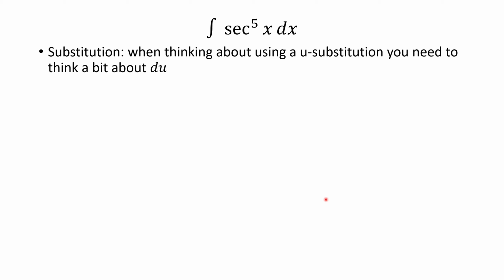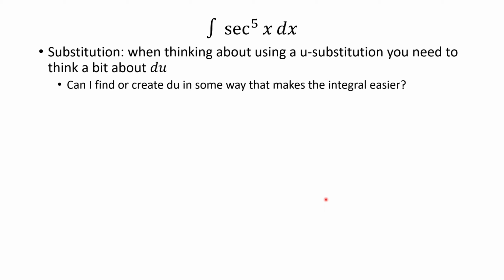So here we're going to do a classic U substitution. When you do U substitution, you need to think a bit about your du. This is important. You can ask yourself, can I find or create du in some way that makes the integral easier? Because that's the whole point of substitution: you want to make the integral easier. You don't want to just randomly substitute in. You want to find something that's going to make it easier.